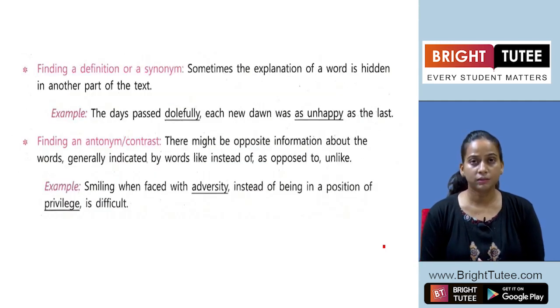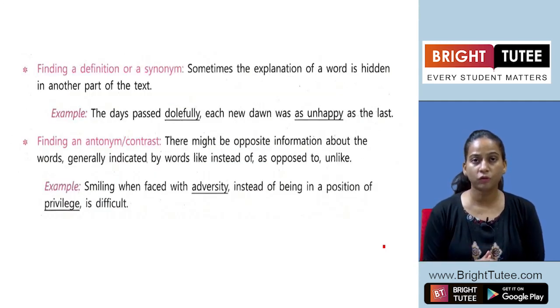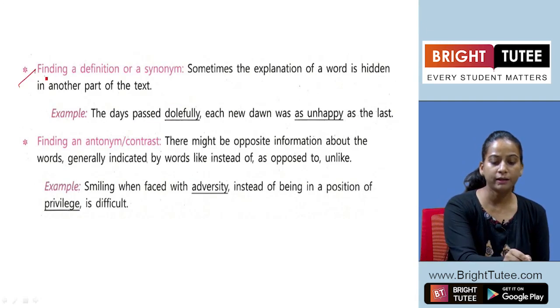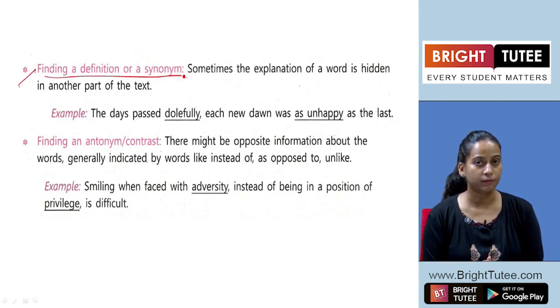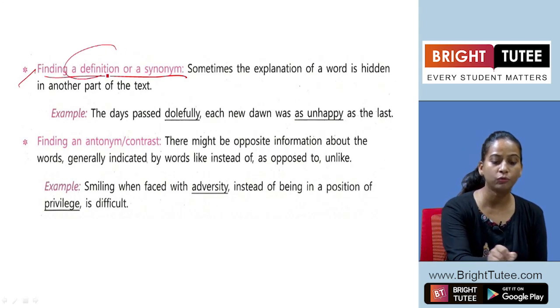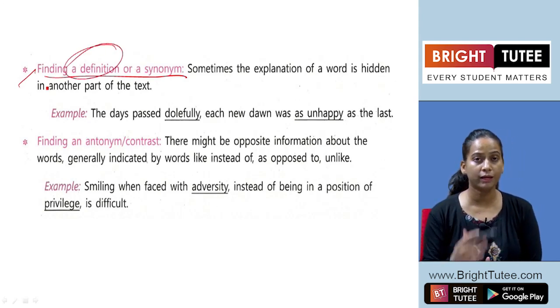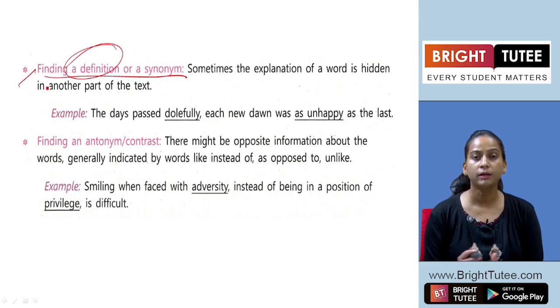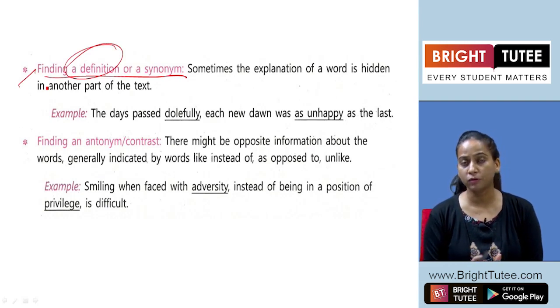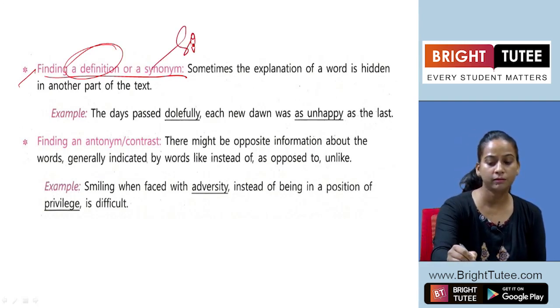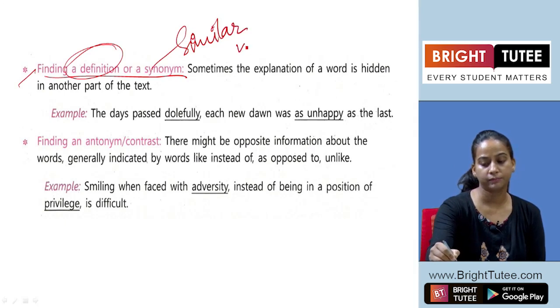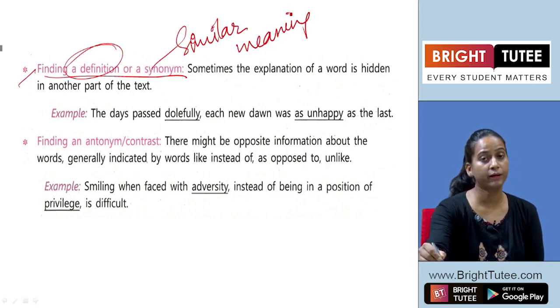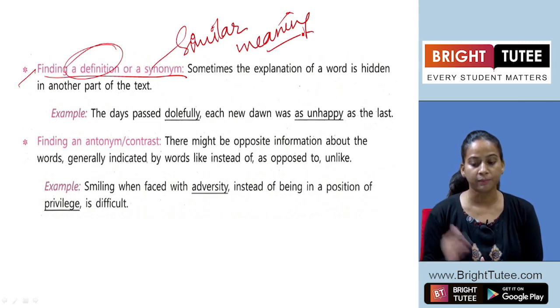The next strategy based on the context clue is finding a definition or a synonym. If a particular word or vocabulary is given to you, another strategy that can be followed is trying to find the definition, the meaning of that, or looking for a synonym. Synonym means the similar meaning. You are trying to get the similar meaning of that.